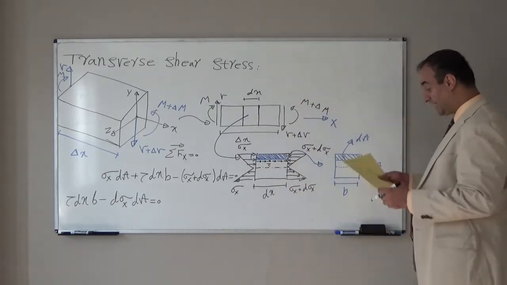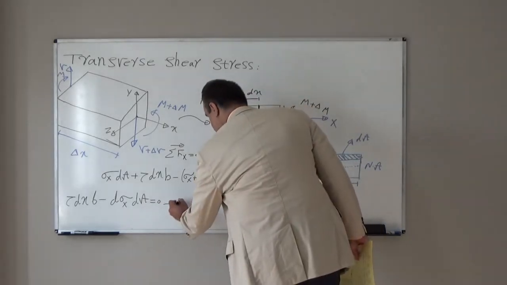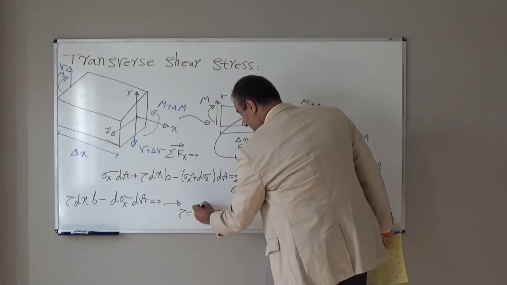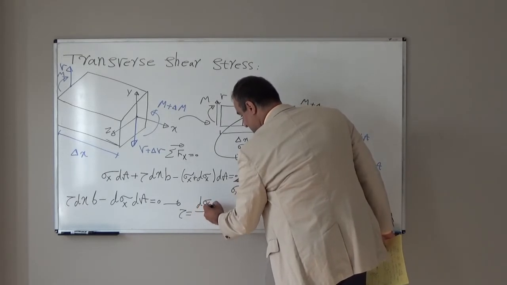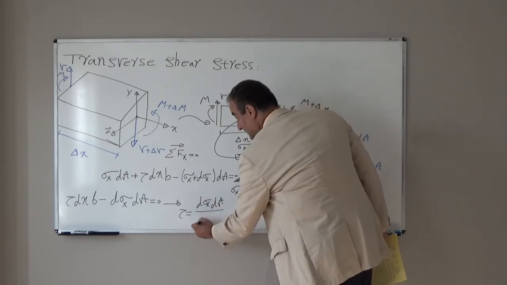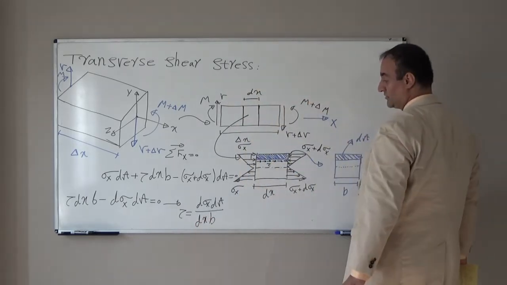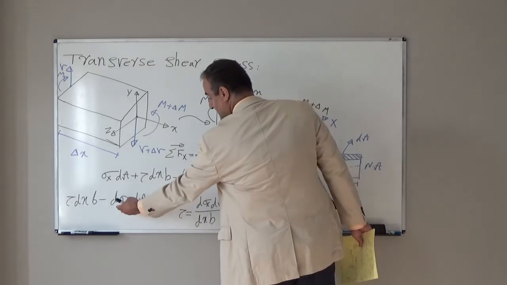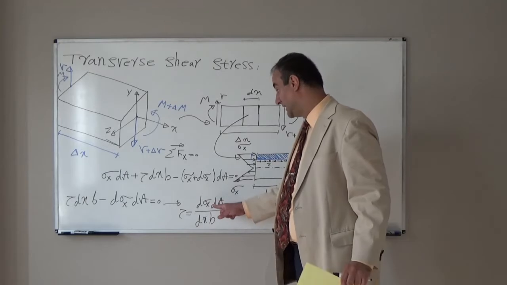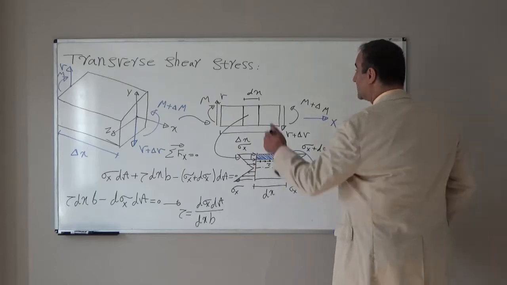If I simplify that, I can write like this. From here, I can write tau is equal to d sigma x dA divided by dx B. So if I take d sigma x dA to the other side, I can write tau is equal to d sigma x dA divided by dx B. I will continue here.